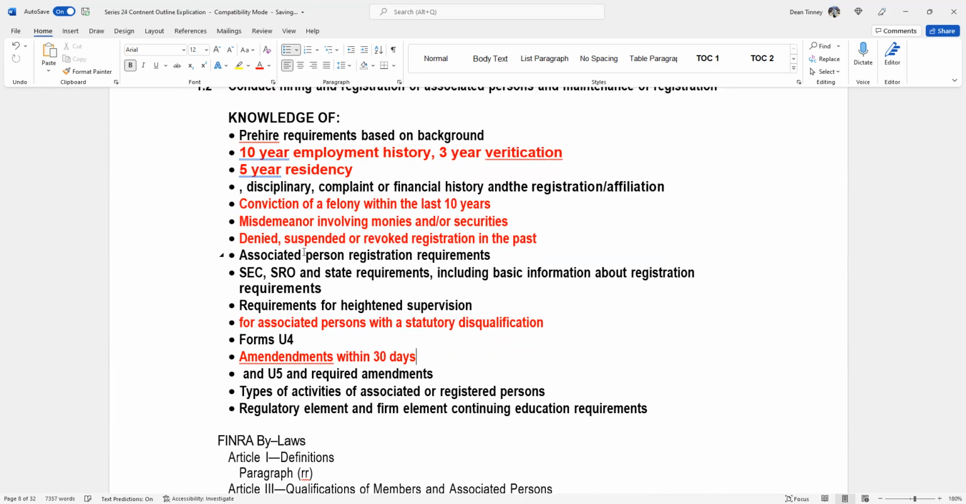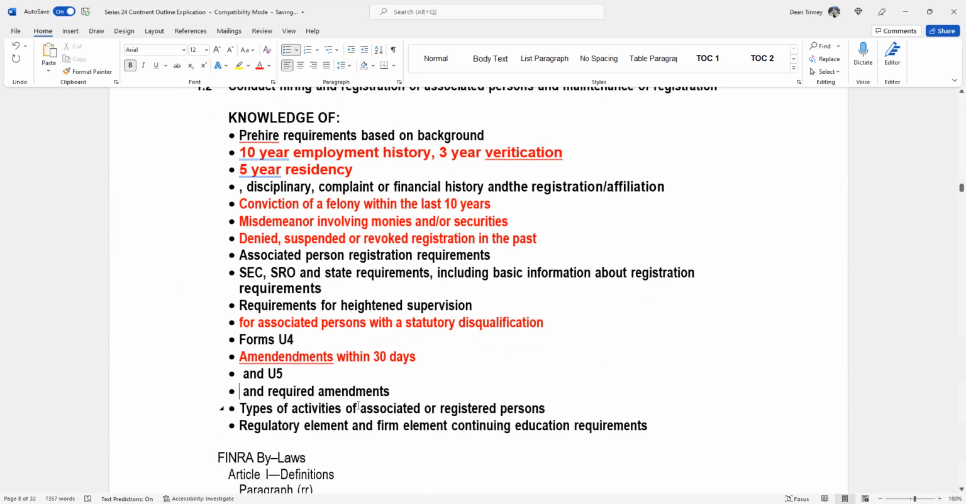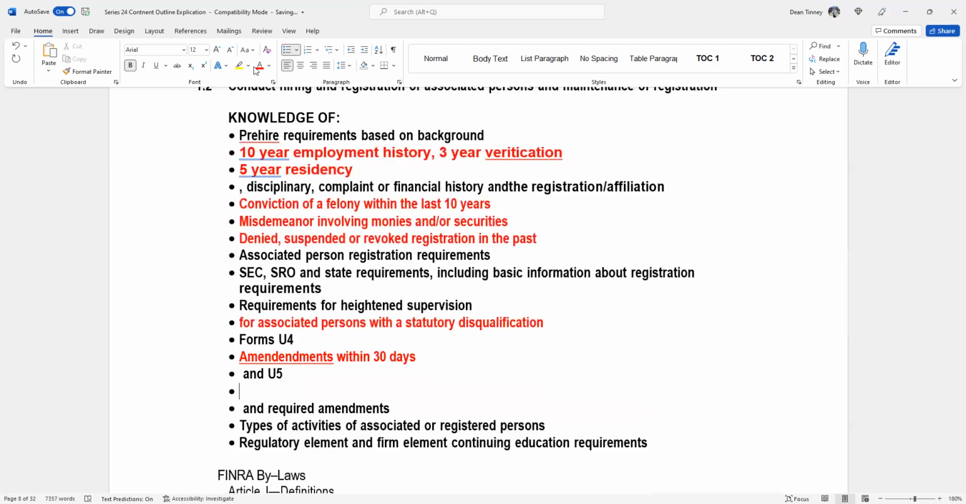And U4 is how we associate you with the broker dealer. U5 is how we disassociate you from the broker dealer. And we have to give a copy of the U5 to the terminated rep. It could just be moving on for better opportunities. We want to make sure you and the rep, your firm, are all on the same page.